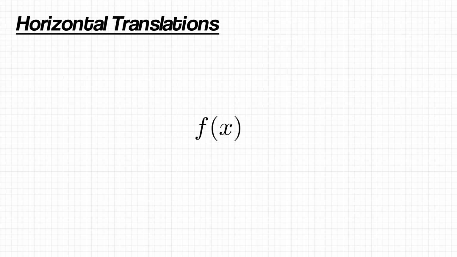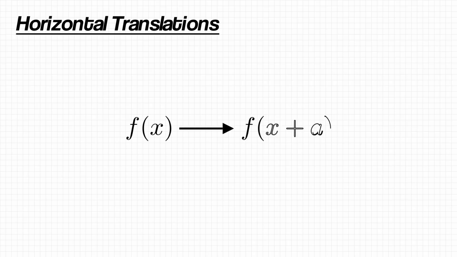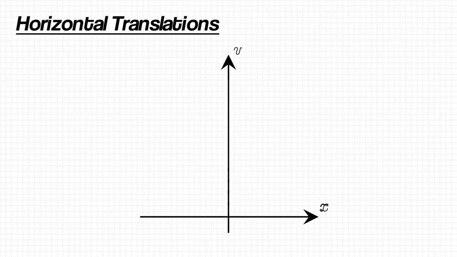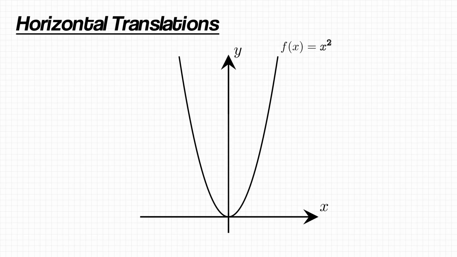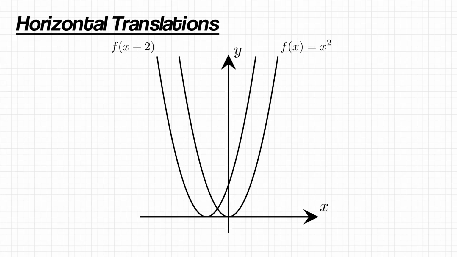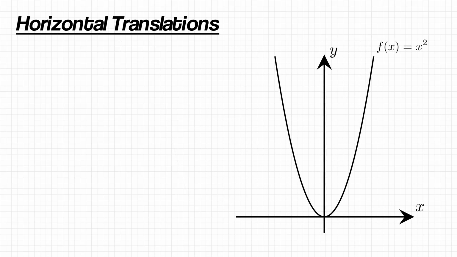Let's take a look at our first graph transformation, horizontal translations. We can translate a function f of x simply by adding or subtracting a constant to the input. As an example, let's say our function was f of x equals x squared. The graph of f of x plus 2 then would be the same x squared graph but shifted to the left by 2. To see how this works, let's first remind ourselves how we generate the points for a graph.